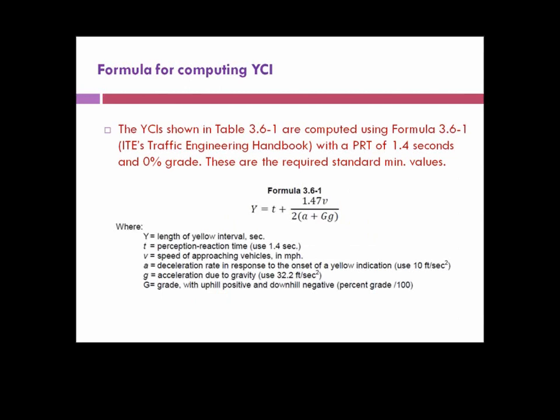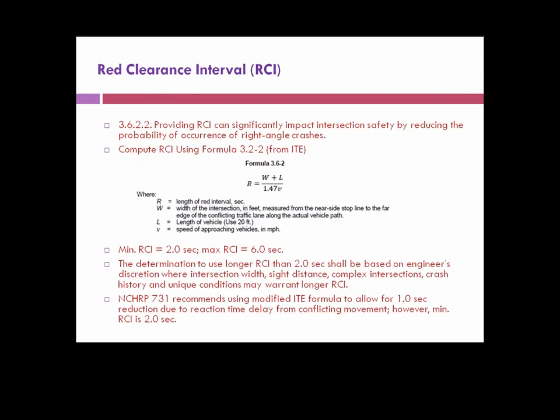The formula, of course, is provided in the TEM 3.6, and it comes from ITE. Yellow equals the perception reaction time of 1.4 seconds plus 1.47 V by A times 2 times A plus GG. Pretty straightforward application of the formula, I would say. Coming to the red clearance interval, which is the second part of the section, section 3.6.2.2 provides guidance on the red clearance interval.